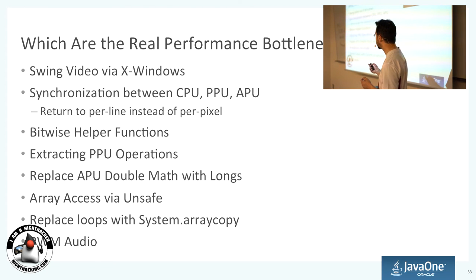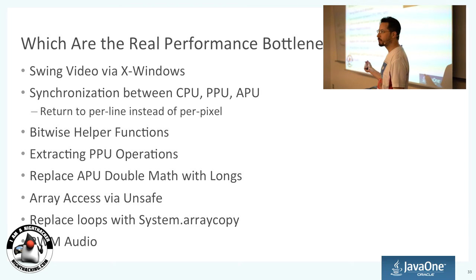I also modified it to go to a per line rather than a per pixel rendering, so it's slightly less accurate, but has fewer synchronization points, so it works faster. I replaced a bunch of bitwise helper functions with bitmask operations. There were bit helper functions called every time you were setting and getting the memory addresses for the game carts, and that was very slow. I extracted some PPU operations out, so rather than happening once per pixel or per line, they happen once per frame. I replaced some APU double math with longs. The audio processing unit was using some double logic, but longs were accurate enough for it to work.